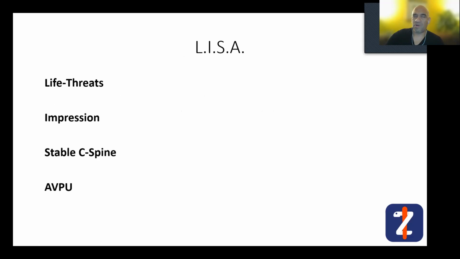As we go into the primary assessment, we have a name called LISA. Everywhere has mnemonics. You're going to learn a lot of mnemonics. And for those who've done the job for a long time, yes, we're back. If you're from a different state or a different county, there are other mnemonics to assess this, so this is just one way of looking at it. In LISA, we have life threats, general impression, stabilize the C-spine, and AVPU.